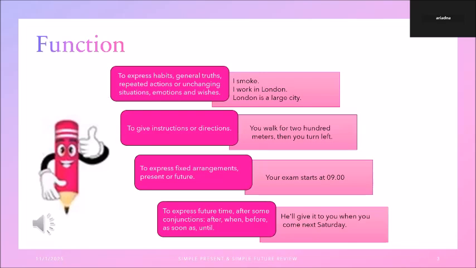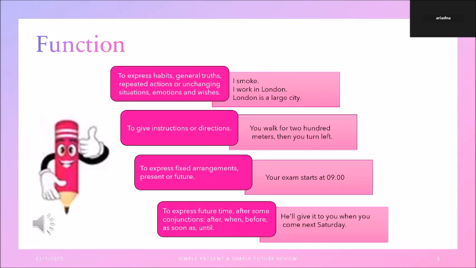The simple present is used to express habits, general truths, repeated actions, or unchanged situations, emotions, and wishes. For example, I smoke. This sentence expresses a habit. I work in London. This one states an unchanged situation. And London is a large city refers to a general truth.